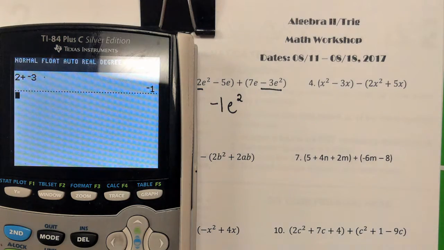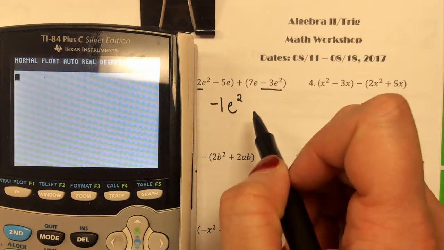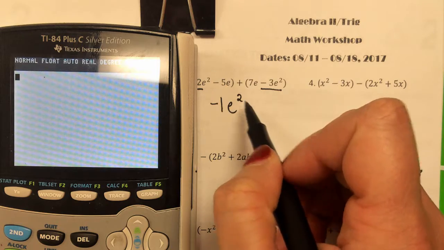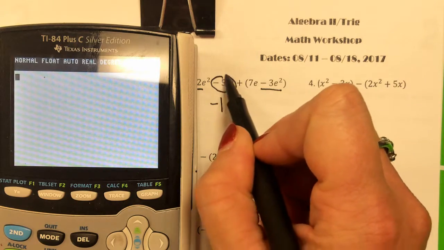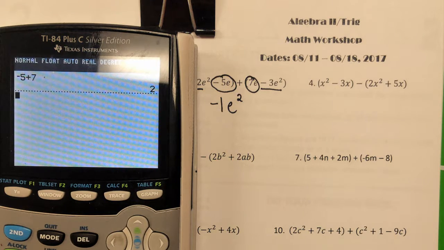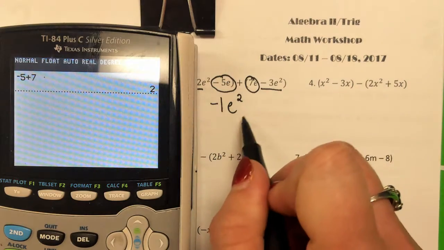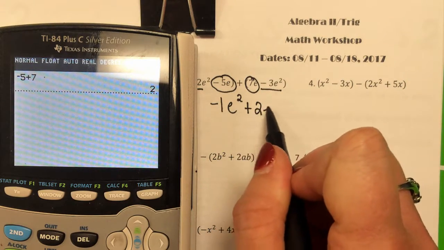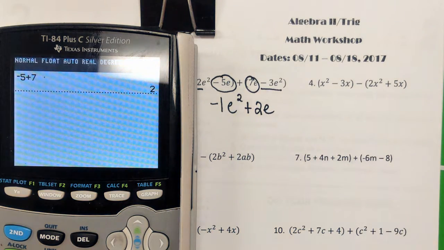All right, what else can you add? Negative 5 and 7. So type that in. Negative 5 plus 7. Guys, what kind of 2 is that? A positive. So you put a plus 2x squared. Can you add those? So you're done. All right, let's go to number 4.